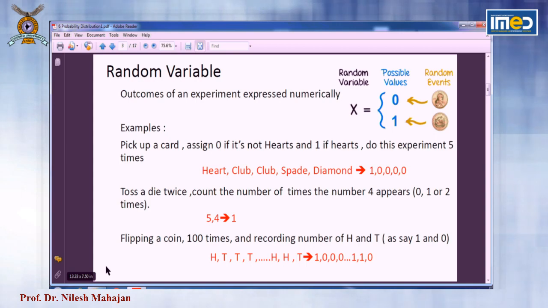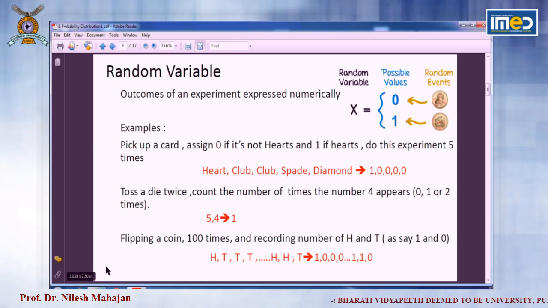In the case of tossing a die twice, count the number of times the number 4 appears. So it is 0, 1 or 2 times. So 5 and 4 is one combination, because we are counting appearances of 4, as mentioned here.